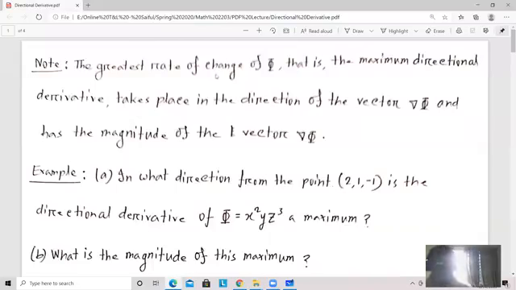The greatest rate of change of phi, that is the maximum directional derivative, takes place in the direction of the vector grad phi and has the magnitude of the vector grad phi. So what is said here is that the maximum directional derivative will be found along grad phi, and its magnitude will be the magnitude of grad phi. So the matter is like this.